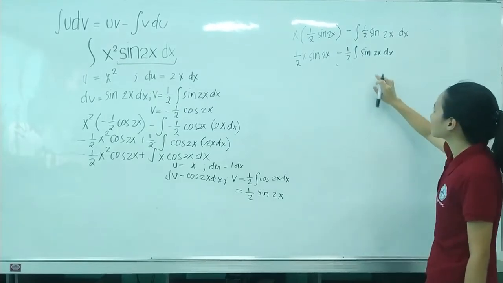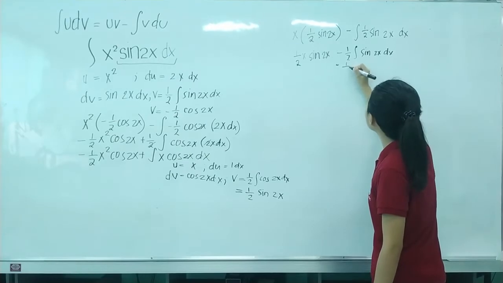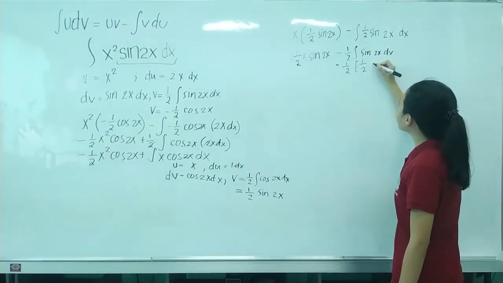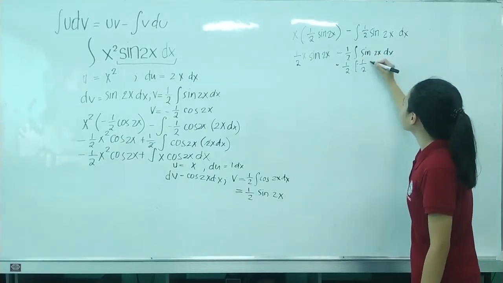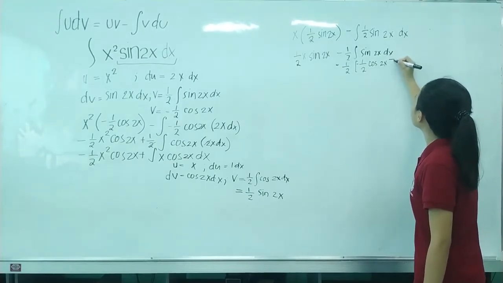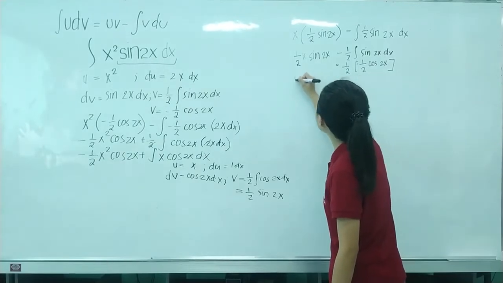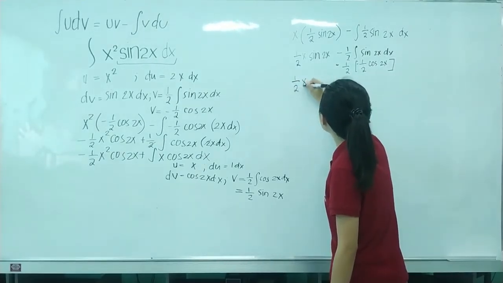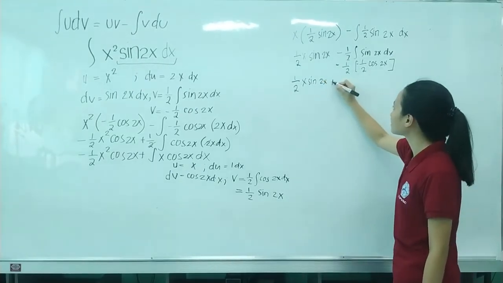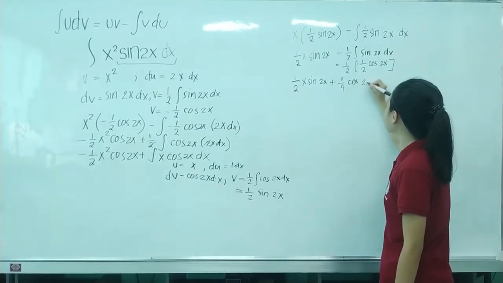So we are going to integrate it. So we will have 1/2 times 1/2 times negative 1/2 cosine 2x. Simplifying it, we will have 1/2 x sine 2x plus 1/4 cosine 2x.